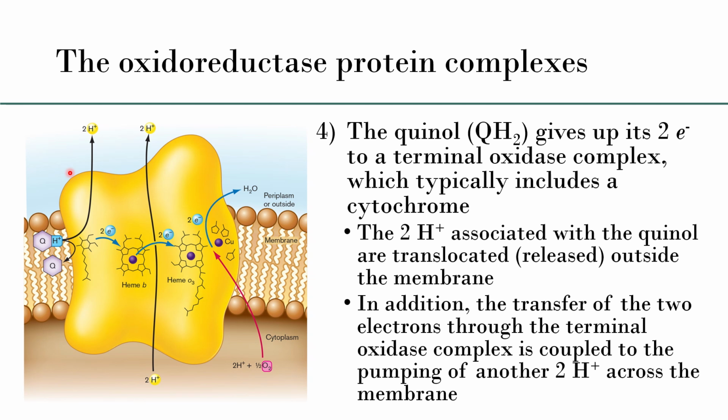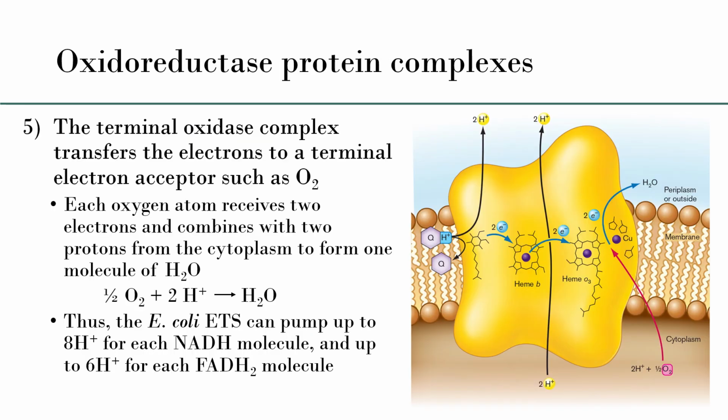And then what we end up doing is continuing to pass those electrons from cytochrome to cytochrome, basically. And while we do that, it generates enough energy to move another 2 hydrogen ions across the membrane. So we're just pumping out these hydrogen ions as much as possible here.